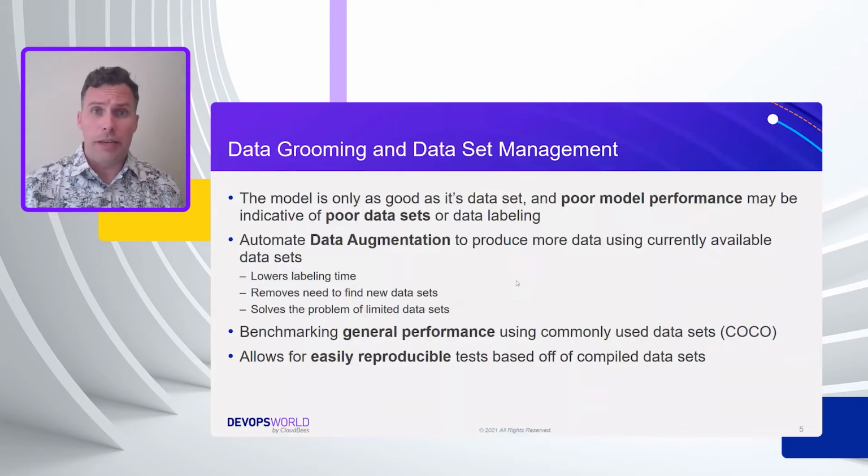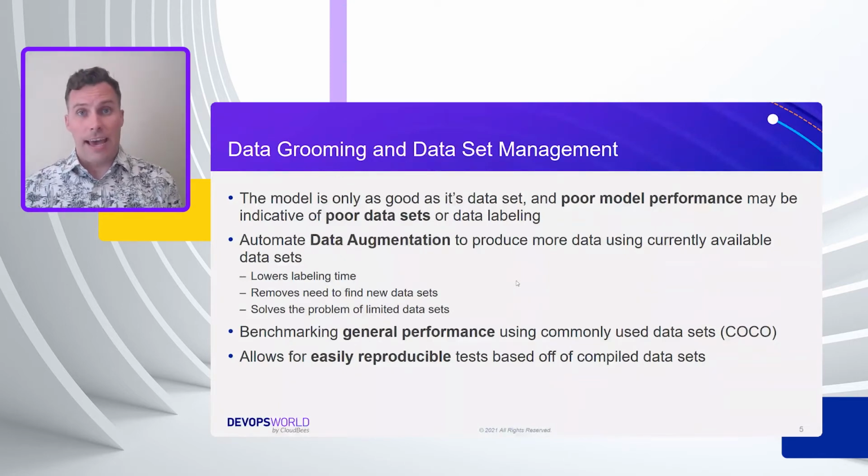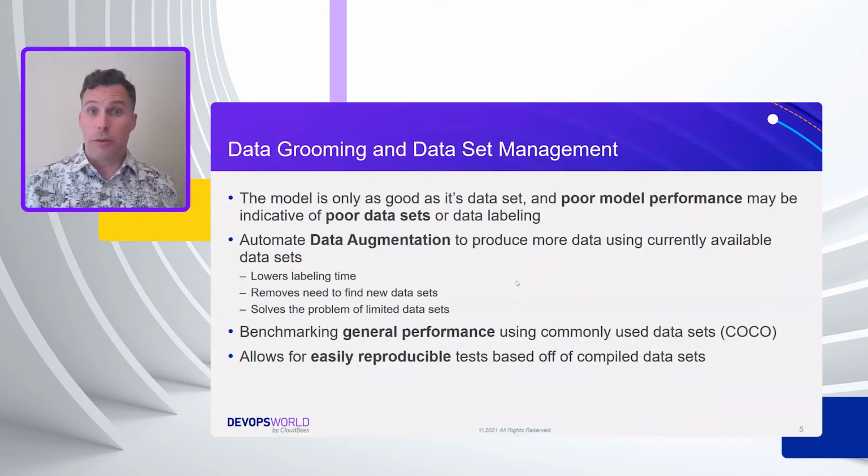Furthering the strategy of data grooming and data management, you can automate general model performance checks based off of data sets that are either publicly available now or proprietary data that y'all have collected yourselves. An example of this would be the COCO, Common Objects in Context, data set, which can easily be used to check general model performance for early development stages of a model. And lastly, having an automated collection strategy easily produces records that can then go back for auditing and reproduction.